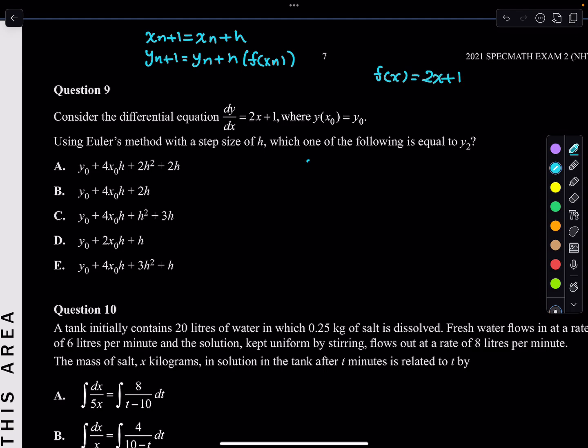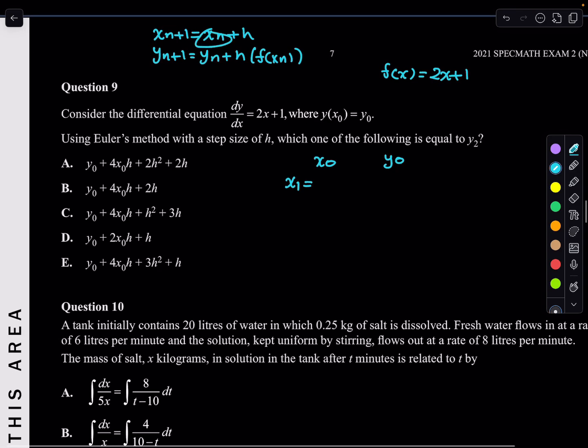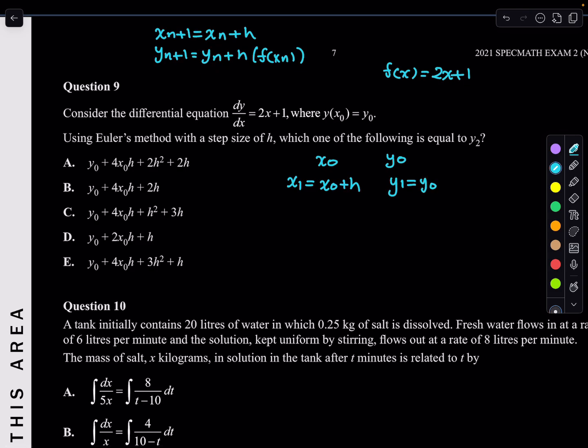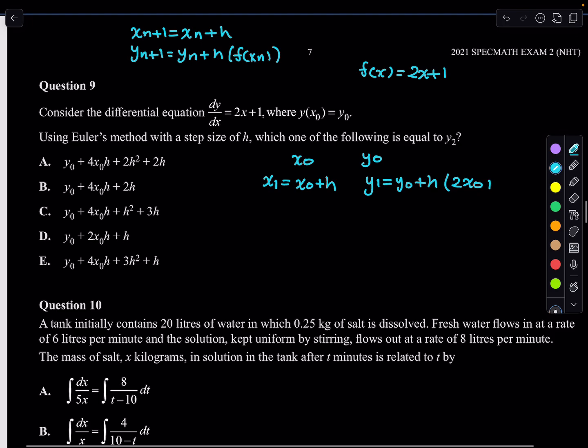Let's do it. So we're given x0 and y0, so we know these values already. We want it in terms of those. So first, let's find x1. x1 is going to be what? Imagine subbing n equals 0. So xn will be x0 plus h. What's y1? y1 is y0 plus h times f of x0, so it'll be 2 times x0 plus 1.